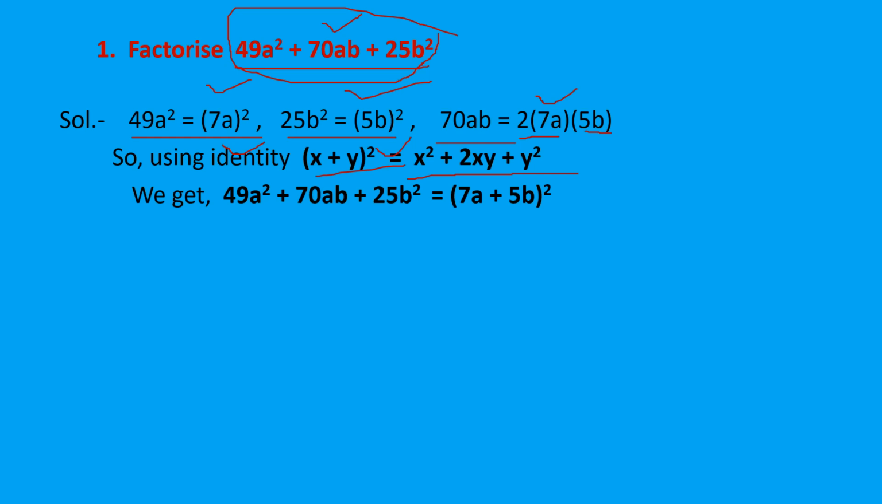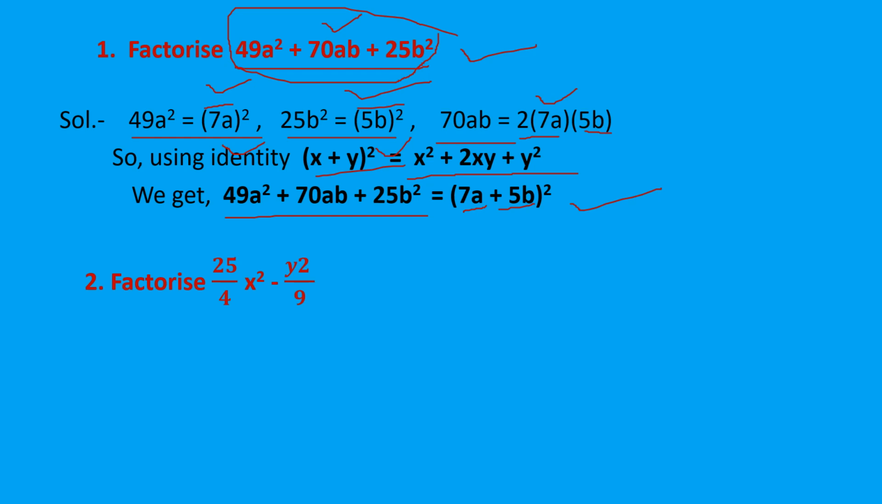So we will get 49a square plus 70ab plus 25b square as (x + y) whole square. Here what is x? X is 7a, so we have written 7a. And plus y. What is y? Y is 5b. So we have written 5b and whole square. So this is the final answer which we are getting after doing the factorization of the given algebraic expression.